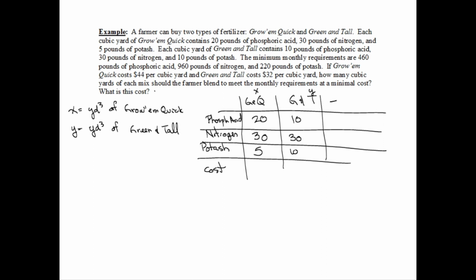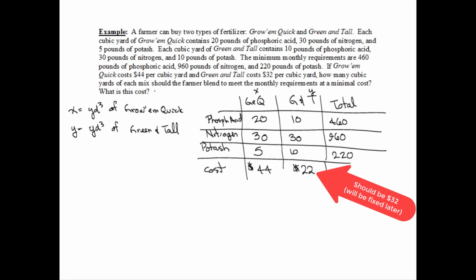We are given some total monthly requirements for these. We need 460 pounds of phosphoric, 960 pounds of nitrogen, and 220 pounds of potash. Let's look at the cost. $44 for 1 cubic yard of Grow 'em Quick, and $32 for a cubic yard of Green and Tall.